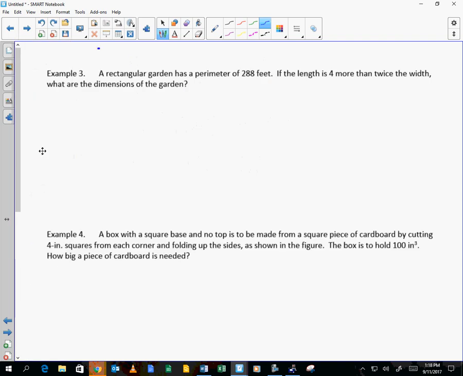All right, here we go. A rectangular garden has a perimeter of 288. The length is 4 more than twice the width. What are the dimensions of the garden? Oh my goodness! Who plants a garden and thinks through this stuff? I mean, really? Okay. So what should we do? Draw a picture. Thank you, Anna. So loud today, Anna. Now what?